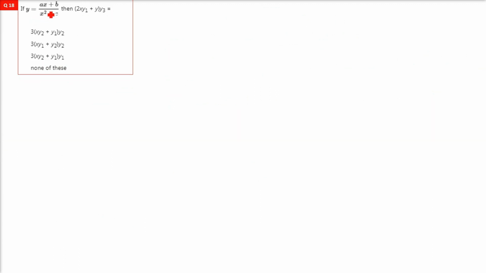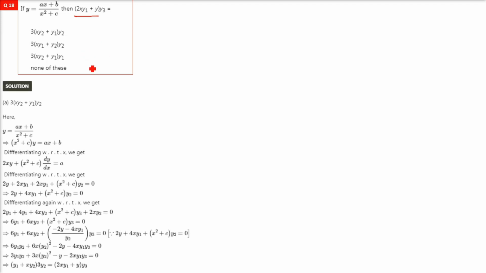Next is y is equal to ax plus b divided by x squared plus c, then 2x y1 plus y into y3. That is, we are going to differentiate it thrice, 3 times, and we'll follow the natural course of differentiation. y is equal to ax plus b by x squared plus c, and the best thing to do is using the p by q form, that is the question form, but you may also do it with cross multiplication. That is, x square plus c can be brought on the left hand side with cross multiplication, and then ax plus b will remain on the right hand side, and now you can proceed with your differentiation in the form of p dot q, that is the product rule.